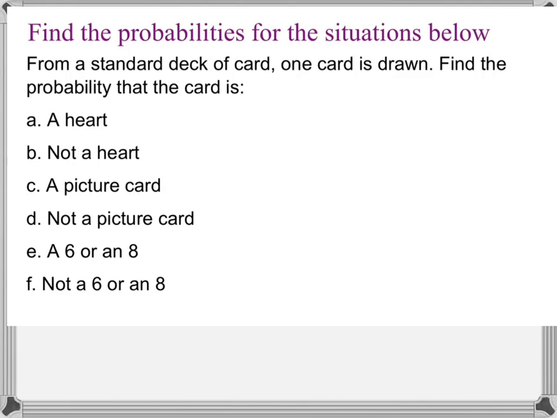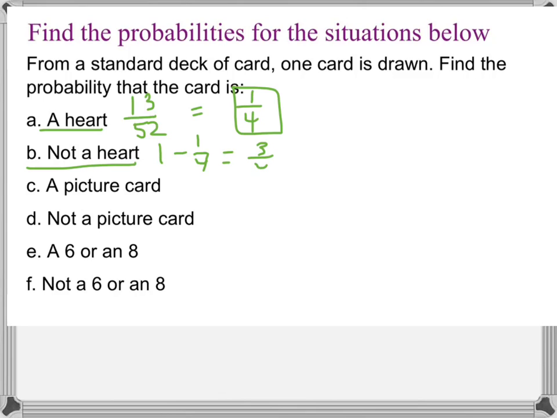Okay, so let's use that information to find the probability of the situations below. Again, we're drawing from decks of cards. The probability that the card is a heart: there are 13 hearts out of 52 cards, which is 1 out of 4. Not picking a heart, there's a couple of different ways we could do this. Picking a heart out of a deck of cards and not picking one are complementary events, so I can take 1 minus 1/4 to get 3/4. Or I could think, if 13 cards are hearts, that means 39 cards are not hearts, and 39 out of 52 reduces to 3/4.